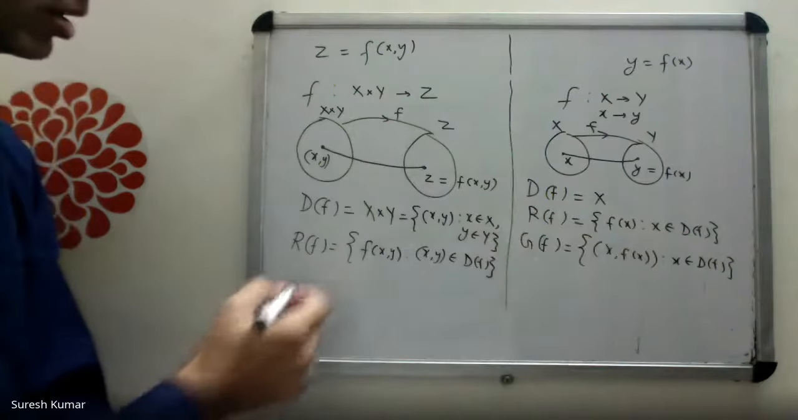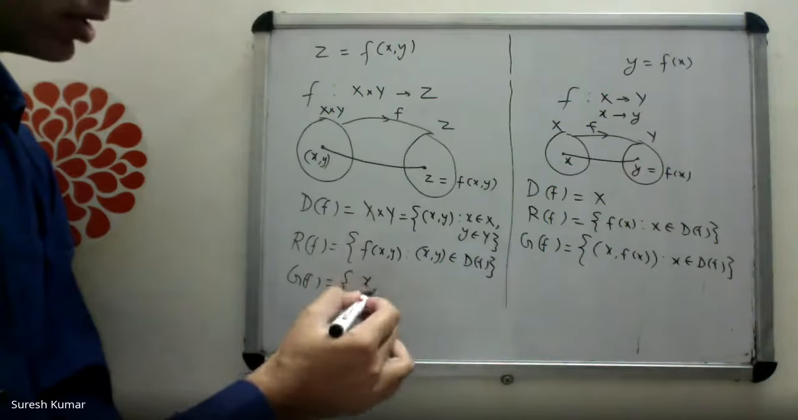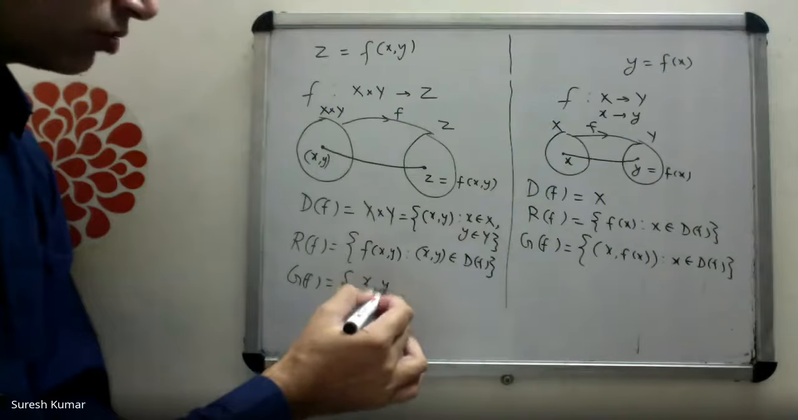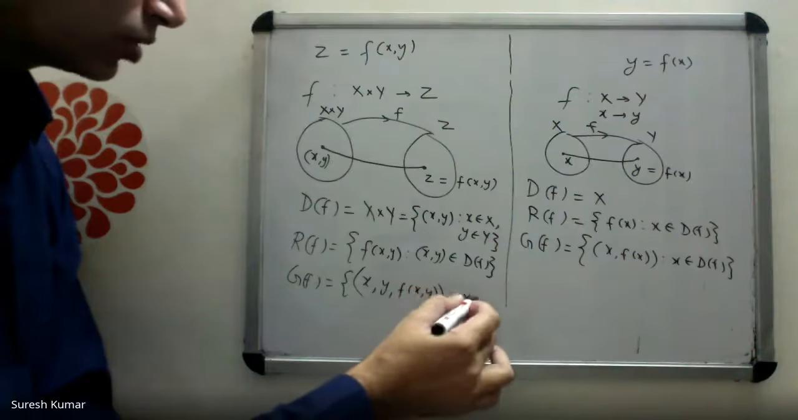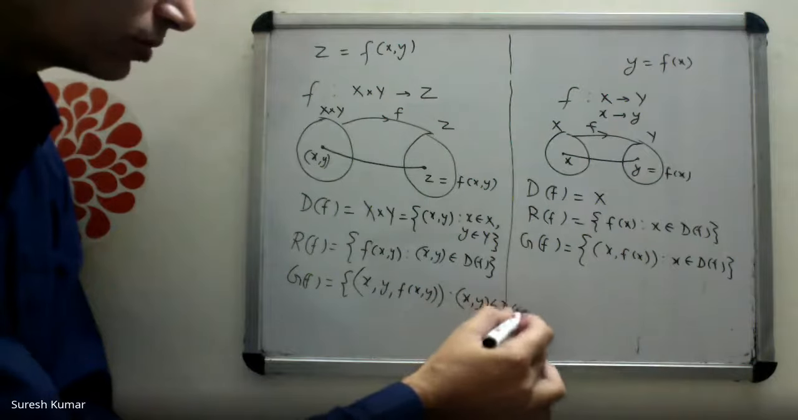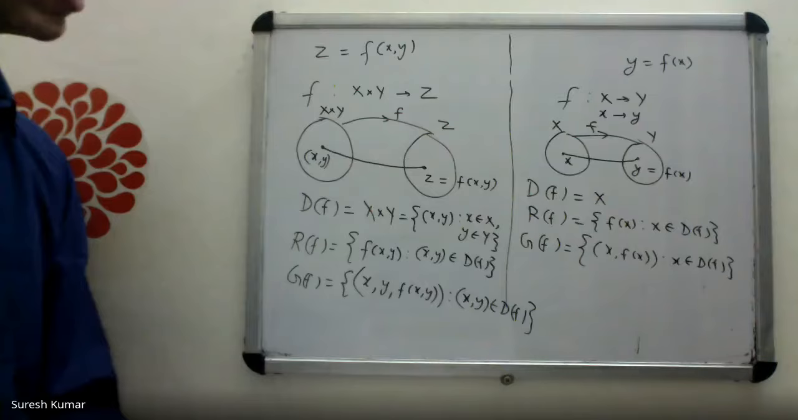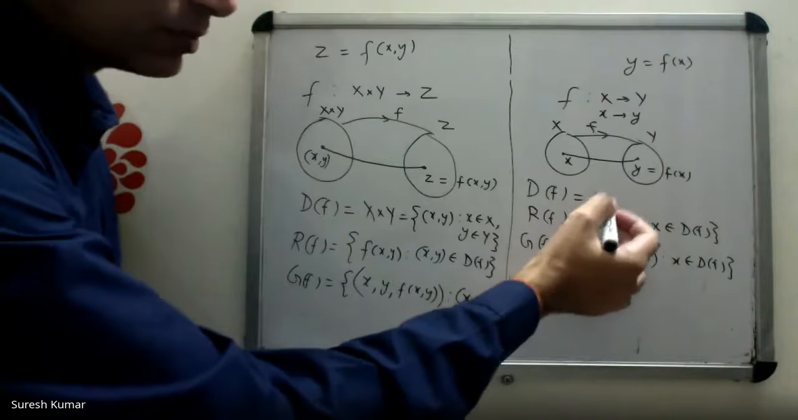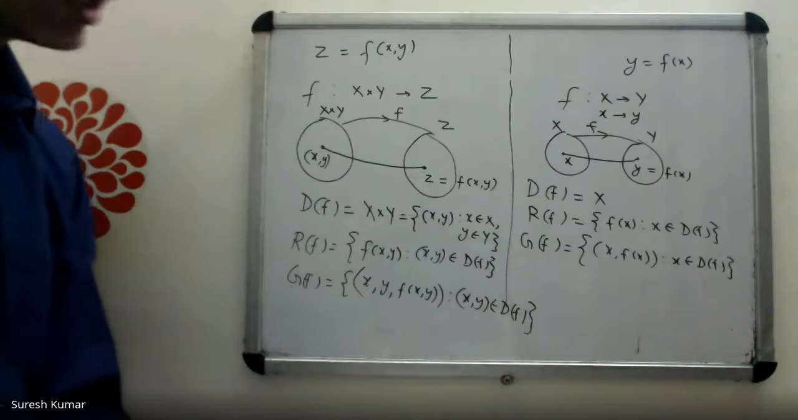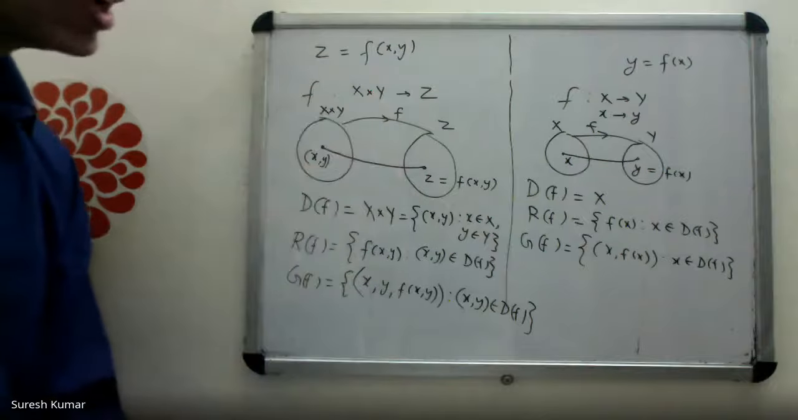Same way you can compare the graph. Graph is the collection of the points (x, y, f(x, y)) where (x, y) belongs to the domain of the function. You can compare the definitions here and see what is the difference. In this case, domain lies on the x-axis, isn't it? X is the set of real numbers, so you can say it lies on the x-axis. But in this case, domain is carrying the collection of ordered pairs, and ordered pairs lie in the xy plane. It means the domain of the function of two variables lies in the xy plane.